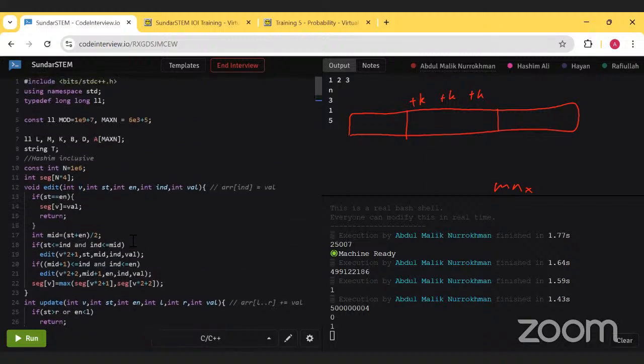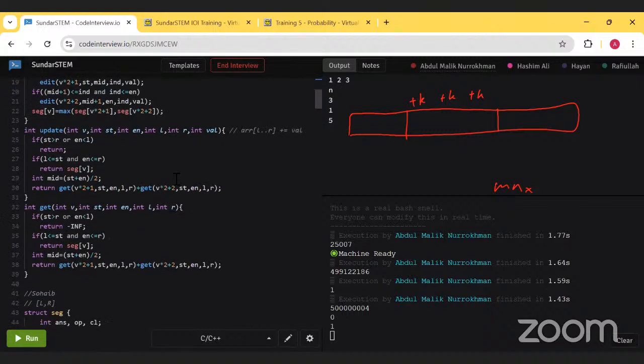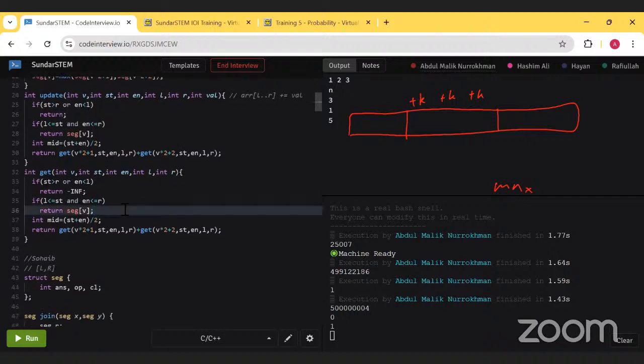What is infinite? We have to make it a constant long here. Let's say infinite means 10 to the power of 9 if that is the maximum value. If the constraint allows up to 10 to the power of 18, then we make the infinite like this. Okay. And then we should make it maximum.